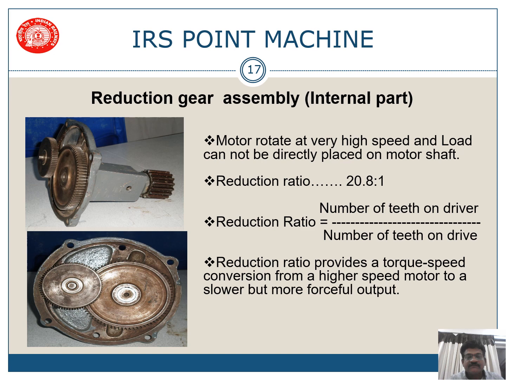Reduction gear assembly. This is the reduction gear assembly figure. Inside, the reduction gear ratio is 20.8 to 1. The motor rotates at very high speed and the load cannot be placed directly under the motor shaft, so this reduction gear is used to reduce the speed to the required level.